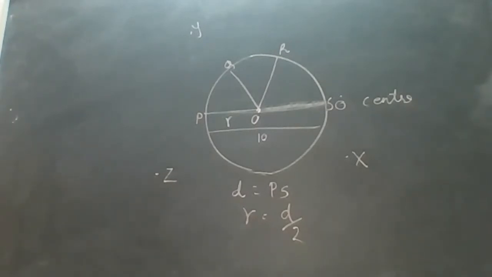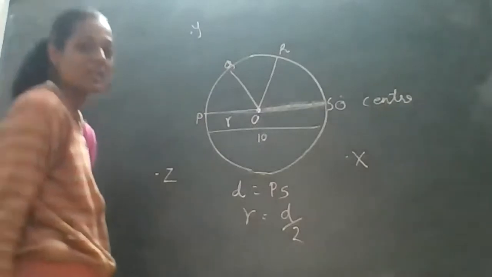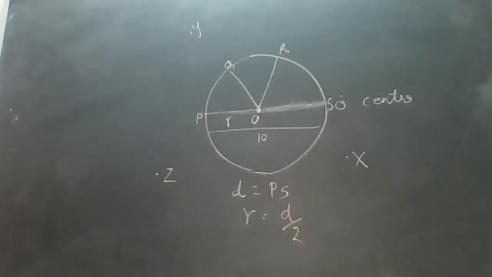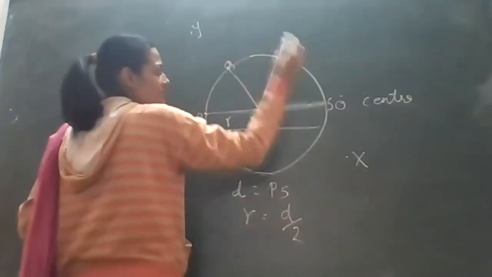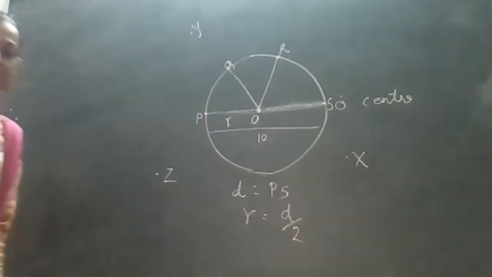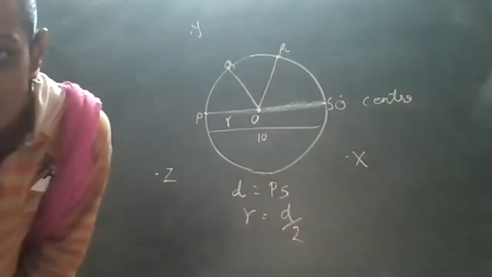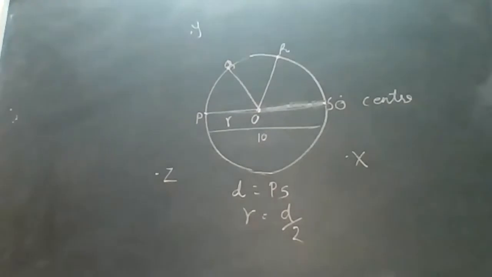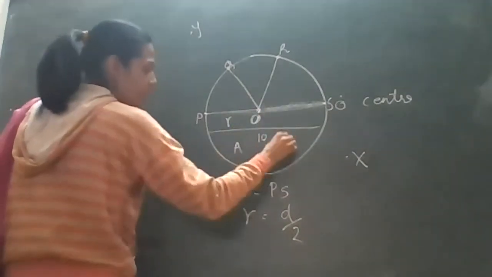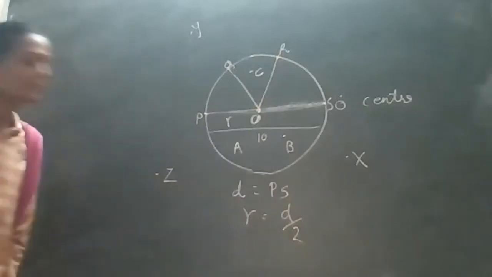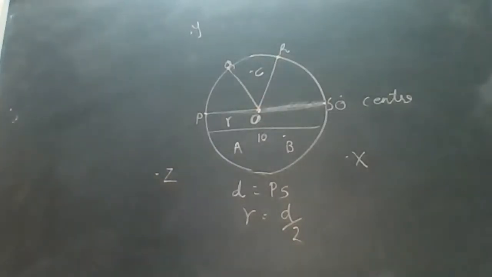Now, if we consider the points lying on the circle, which points are on the circle? Here P, Q, R are lying on the circle, right? So these are the points which are on the circle. Next are the points inside the circle. Here O is there. Here I am writing point A, point B, and point C, which are inside the circle. So they are called the interior points of the circle.